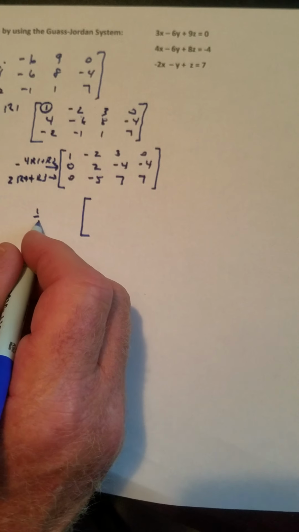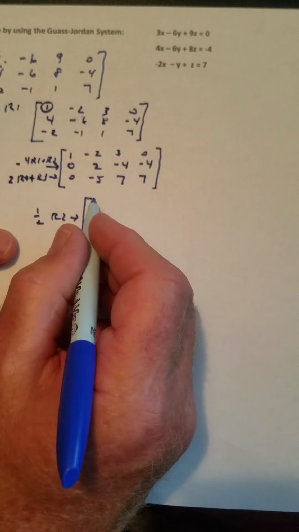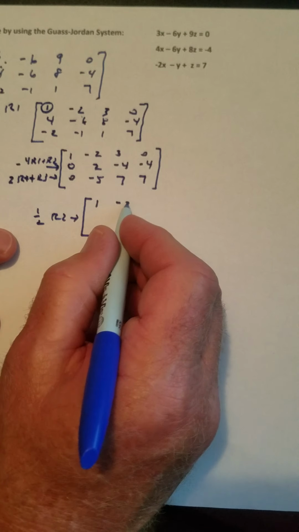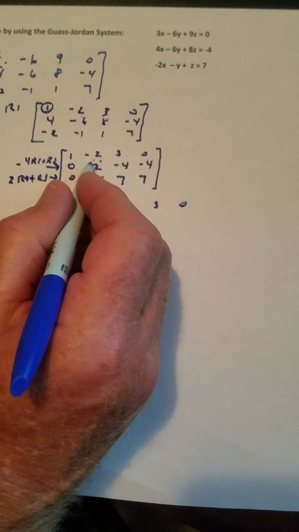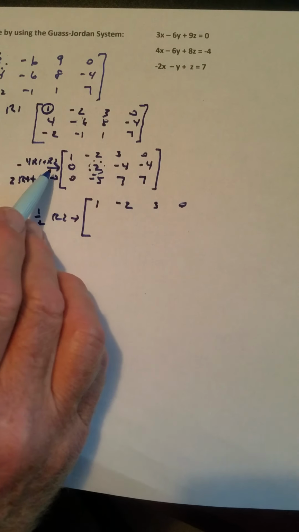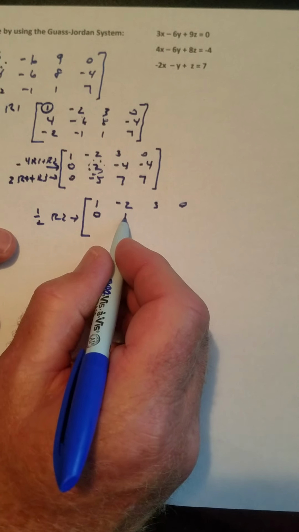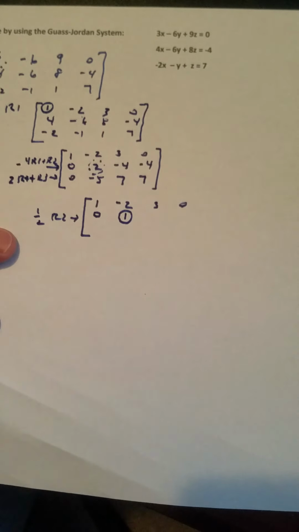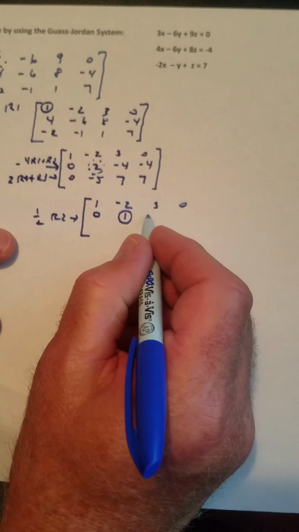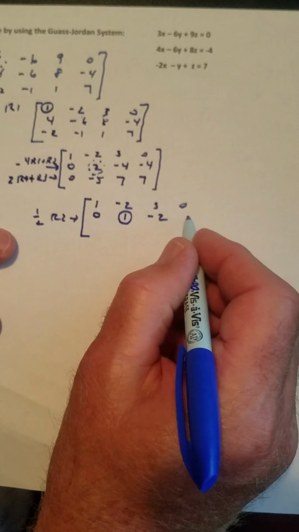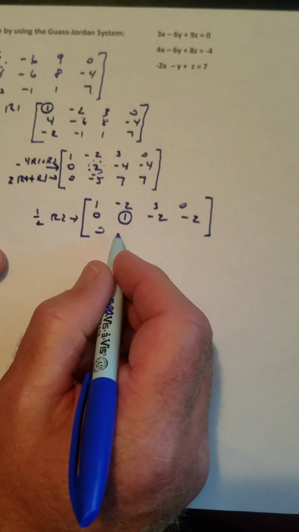So 1/2 row 2. Top row is going to stay the same. I'm working on this guy right here. So 1/2 of 0 is 0. 1/2 of 2 is 1, and that's going to be my new pivot. That's the pivot for column 2. 1/2 of -4 is -2. 1/2 of -4 is -2. And the bottom row stays the same.